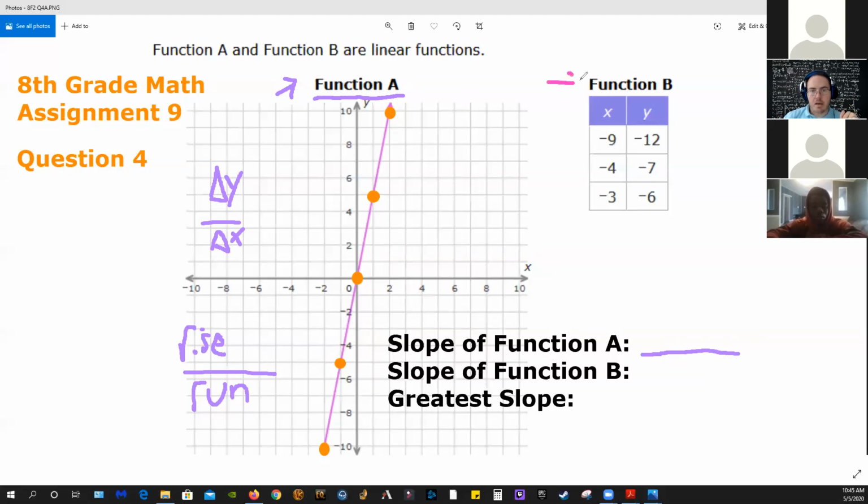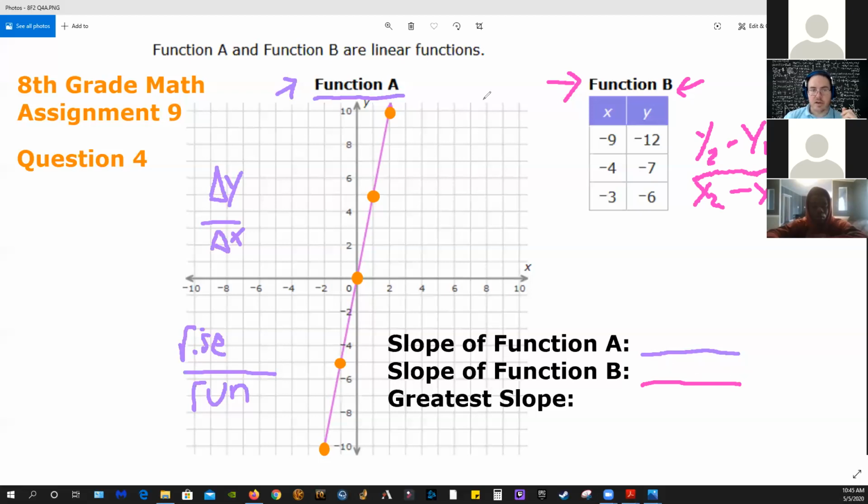Now, function B, they gave us a table. And its answer goes down here. So for this one, you have to pick two coordinates and do y2 minus y1 over x2 minus x1 and get that slope. And it might be a fraction, it might be positive, it might be negative, I don't know. And put it next to where this pink line is.